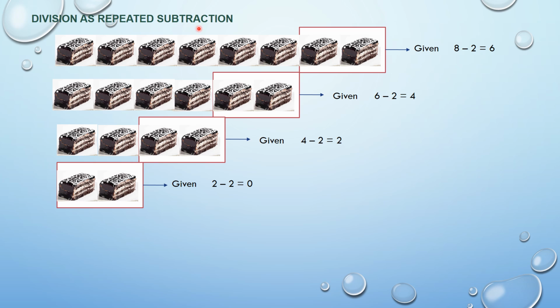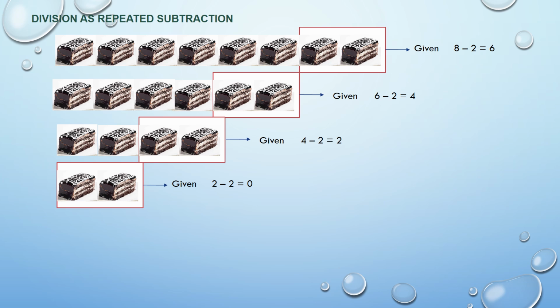Division as repeated subtraction. Anand has 8 pieces of chocolate pastries. There are some guests coming for dinner at his house. He gives 2 pastries to each guest. How many guests are there at his house? Now, he has given 2 pastries to the guests.